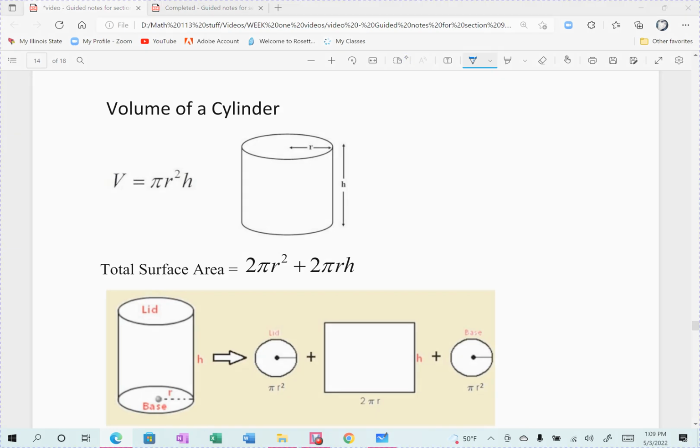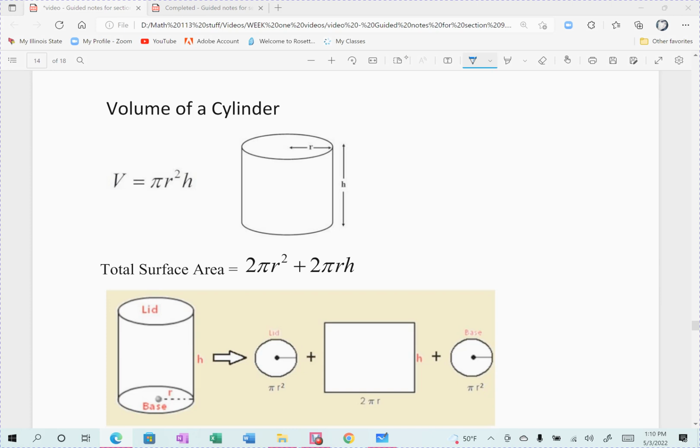Alright, so the last thing from the 9.1 notes is cylinder. So we're going to look at three different things really for cylinders. We're going to look at the volume of a cylinder and the surface area for a cylinder. Again, the formulas are given to you on the formula sheet, and in these notes you do not have to memorize them, you just have to know when and how to use them.